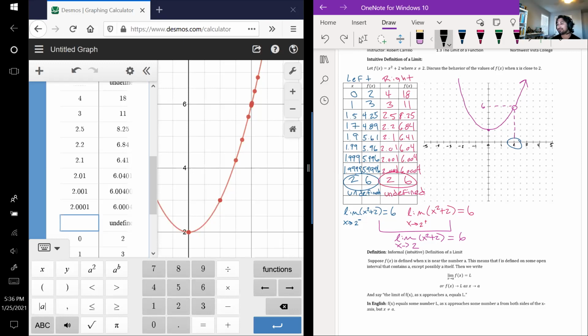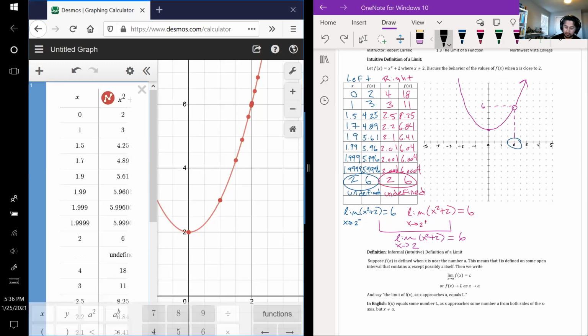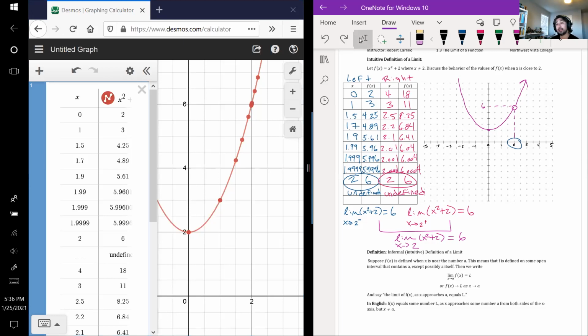Everybody feel good? No, for the epsilon delta definition. Oh God, no. Erase that out. Erase it. Okay, cool. So guess we'll move on. Everybody's good.